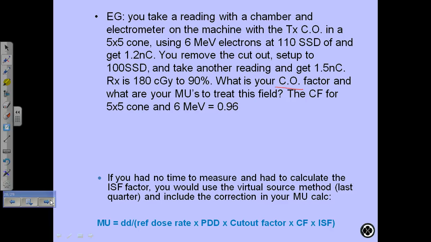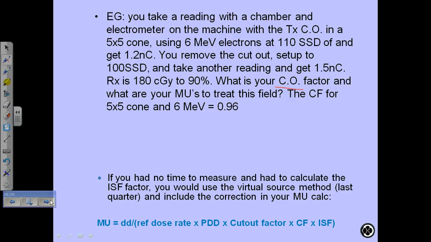Okay, so what is the cutout factor? What do you think, Don? So it'd be 0.8. Yeah, it's 1.2 divided by 1.5. Okay.